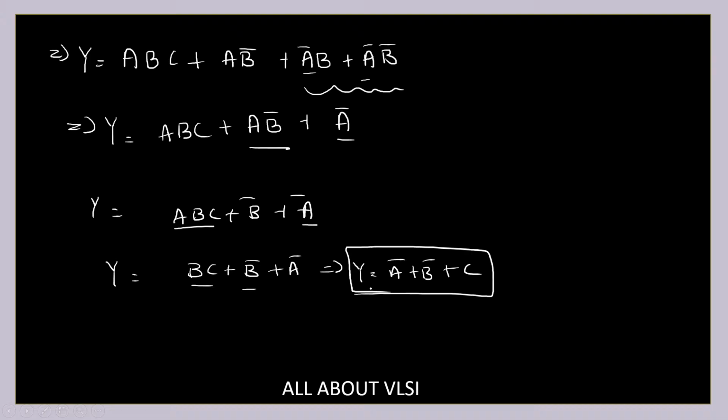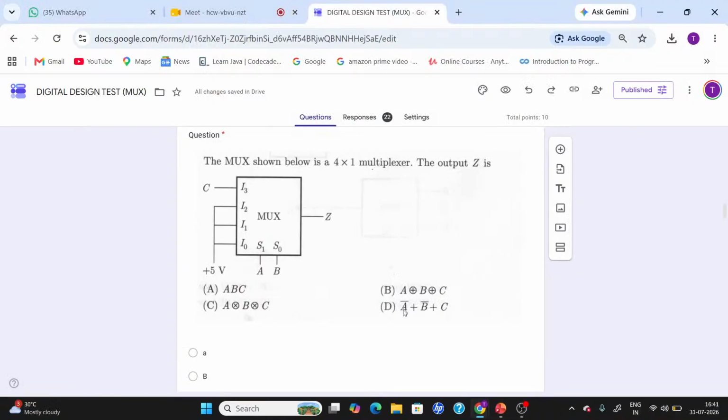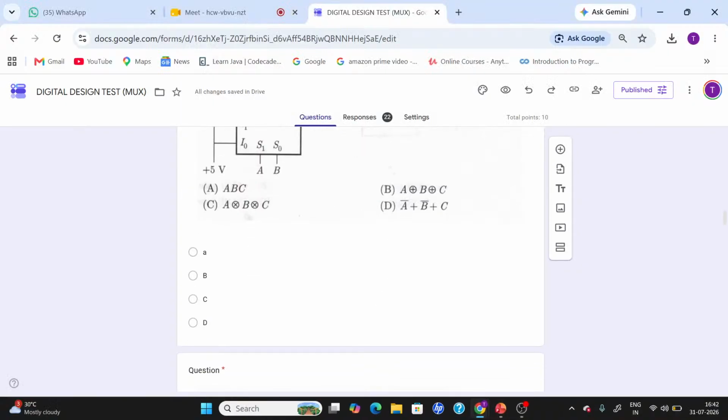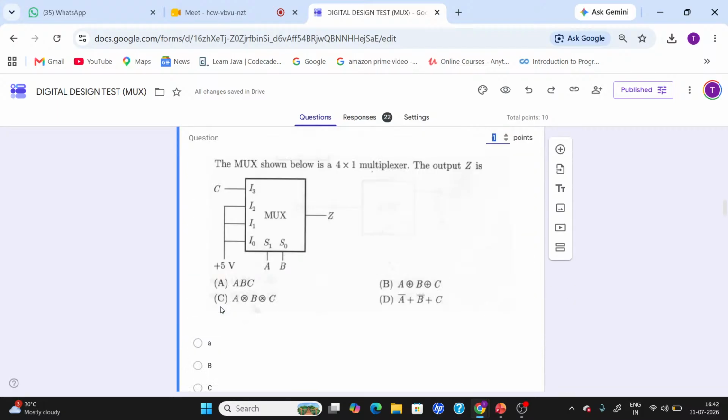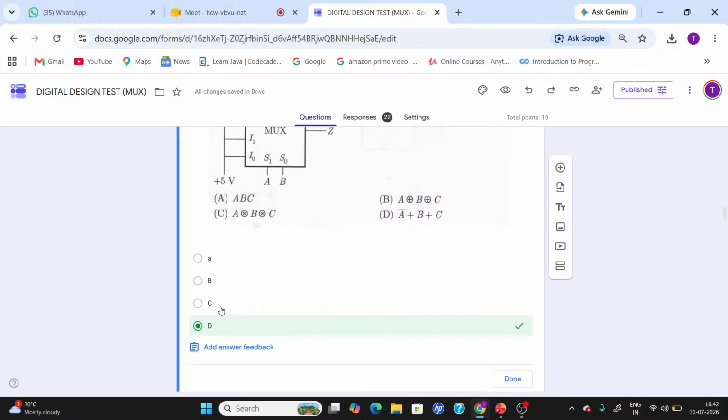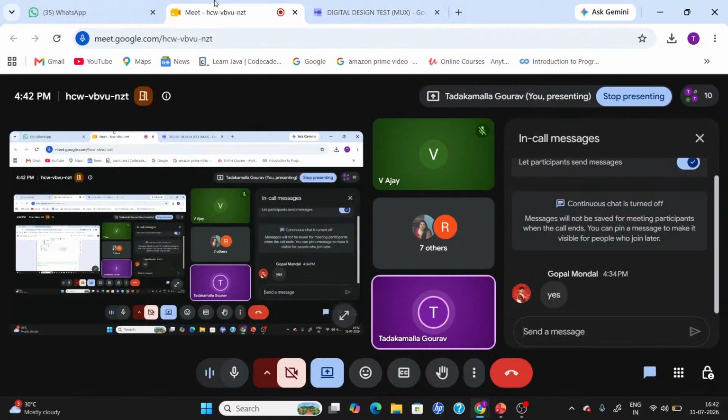Yes. So do we have any option like that? A complement plus B complement plus C. Option D. Yes. It's option D. Yes. Any doubts over here?